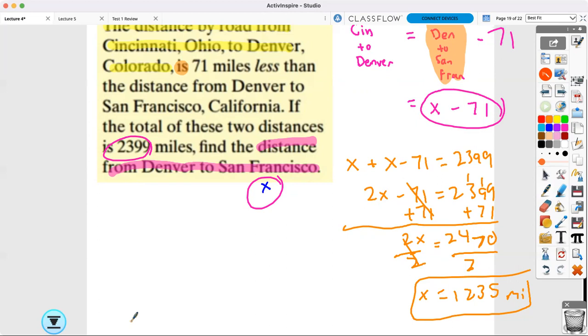Does anyone have any questions on the steps that I took to solve for X? All right, there's no questions, guys. So now let's go ahead and move forward.